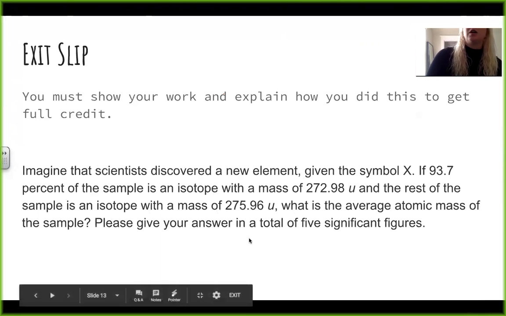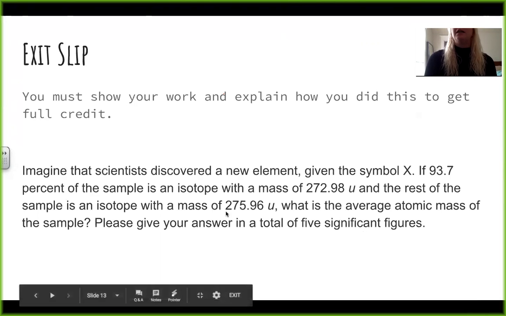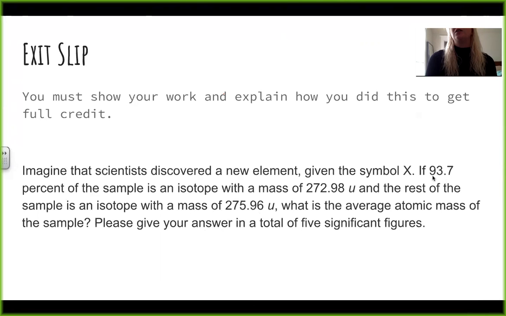So imagine that scientists discovered a new element given the symbol X. If 93.7% of the sample is an isotope with a mass of 272.98, and the rest of the sample is an isotope with a mass of 275.96, what is the average atomic mass of the sample? Keep in mind, they didn't give you the percentage on this second mass. You're going to have to subtract 93.7 from 100 to find that percentage.